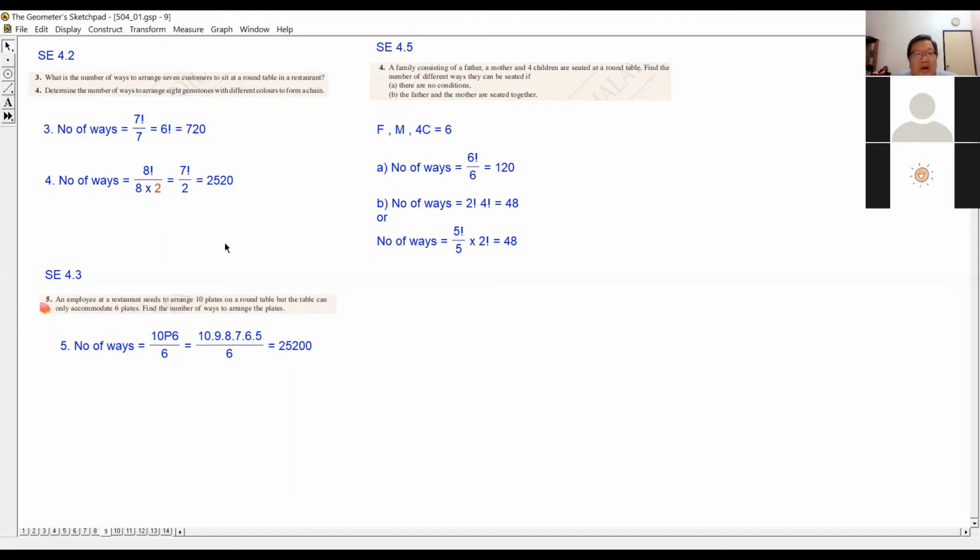Can you still remember how to do n permutate r? The number of objects is different than the number that you're going to permutate. So because you want to permutate 6 of the 10, you start from 10. 10, 9, 8, 7, 6, 5. So you permutate all these 6 objects. But because they are arranged in a round table, you have to divide by the number of objects, 6. Okay? And you have 25200. Any question from here?